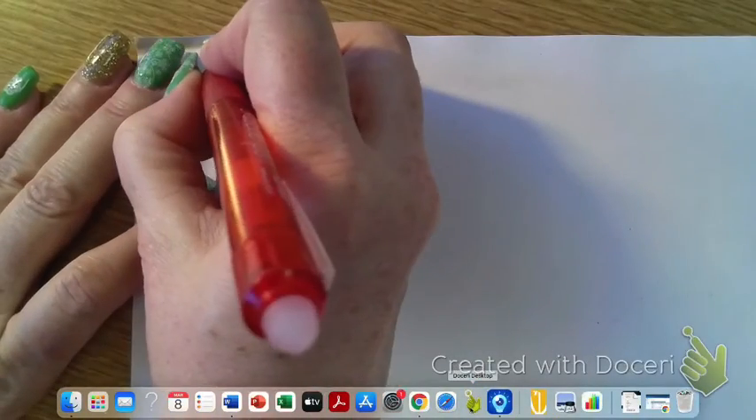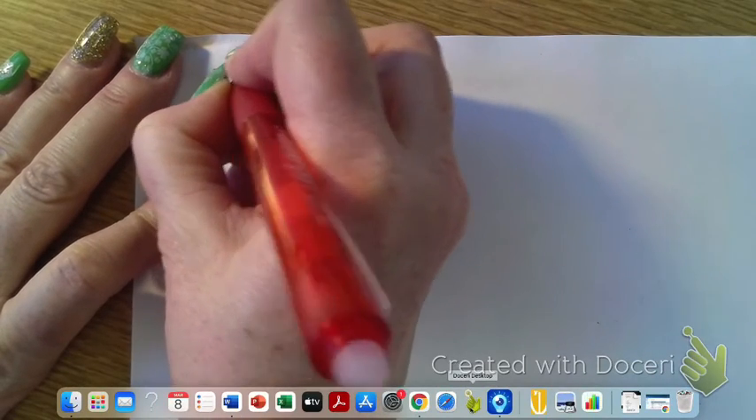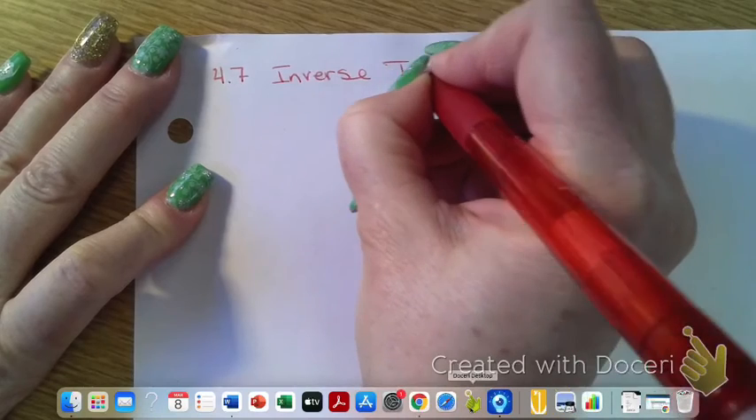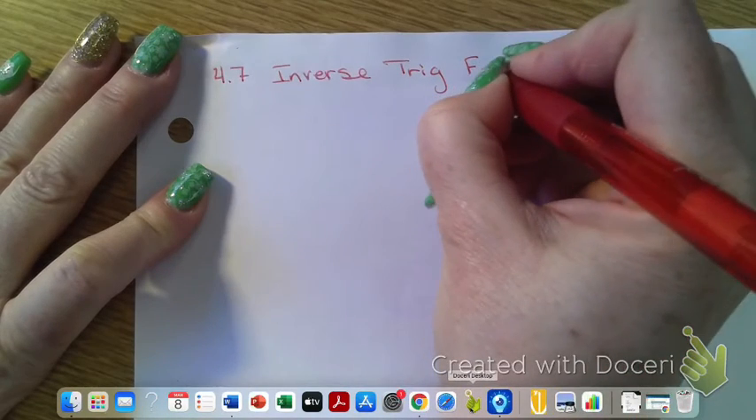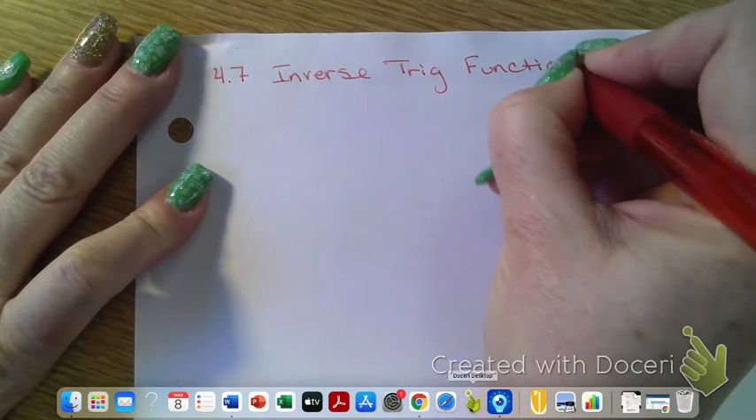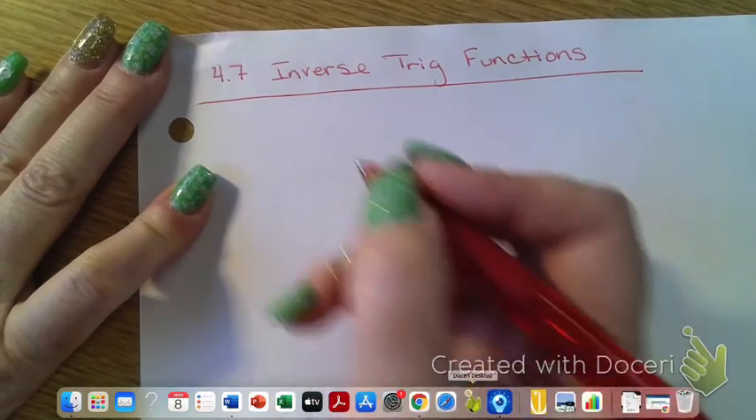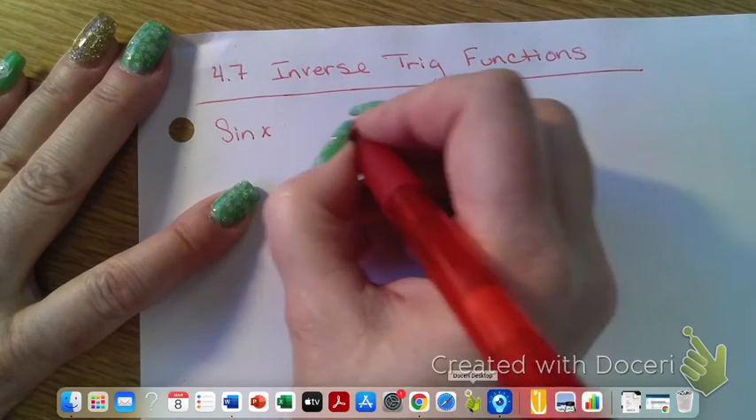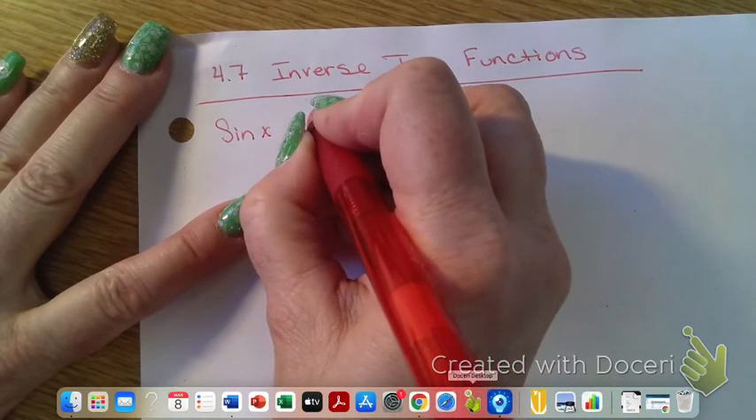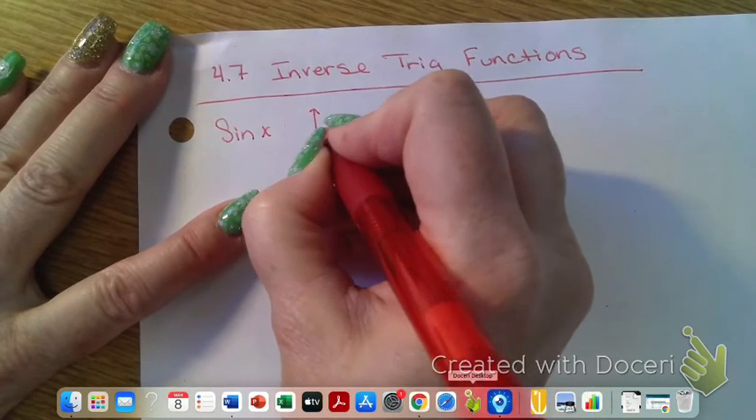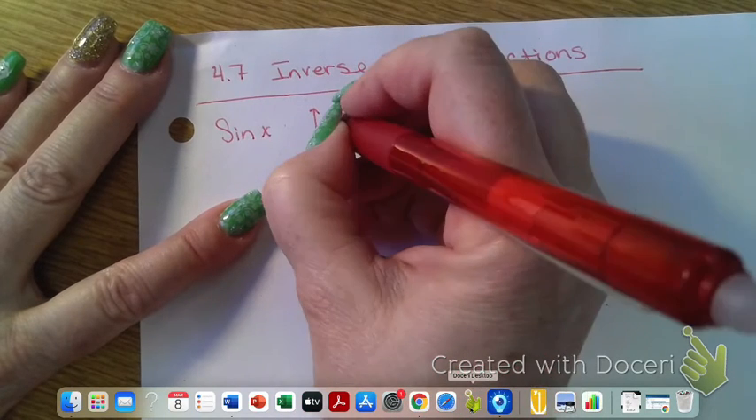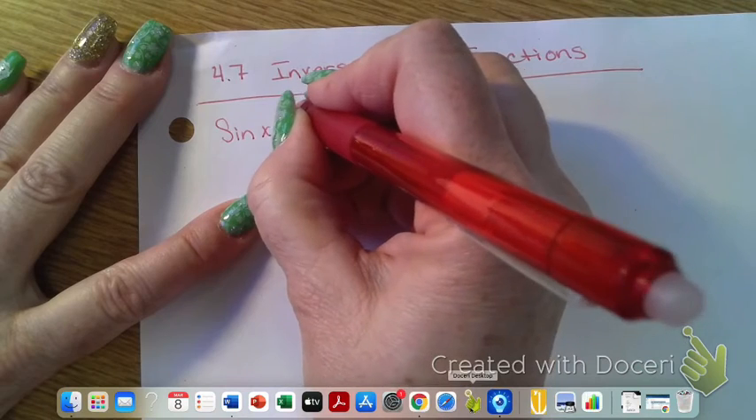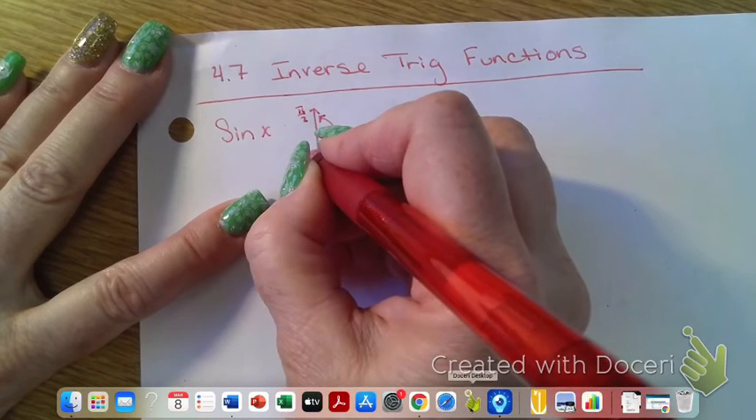Okay, so if you're starting a new one, we're on 4-7, inverse trig functions. So sine of x is what 2 quadrants now? First and fourth. I don't even draw the other 2. So pi over 2 to negative pi over 2.